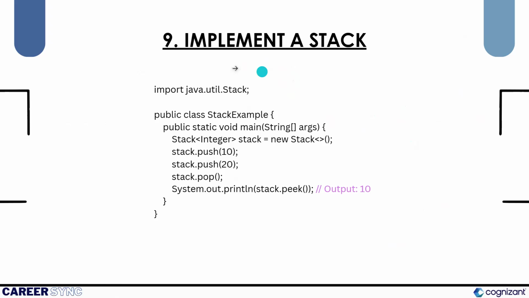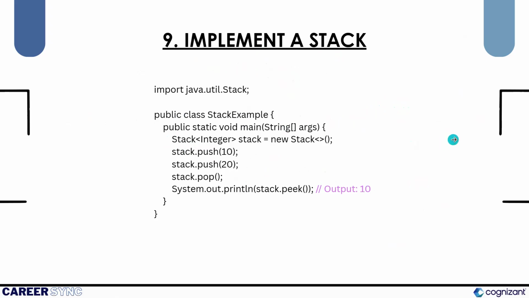Now the next question is implement a stack. It is from the collection framework. The Java Stack class is a versatile data structure that works on LIFO, meaning last in first out. Use the push method to add elements and the pop method to remove the top element. The peek method allows you to view the top element without modifying it. Stack is useful for applications like expression evaluation, backtracking, and undo operations. You can see that we have used all the methods here.